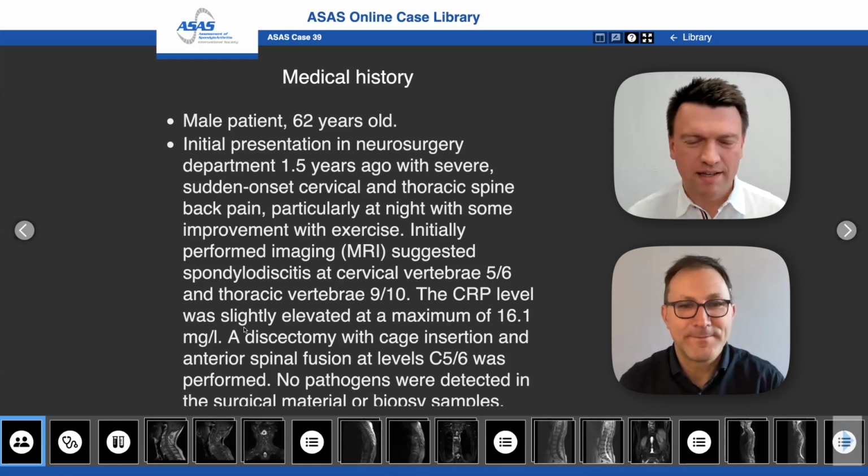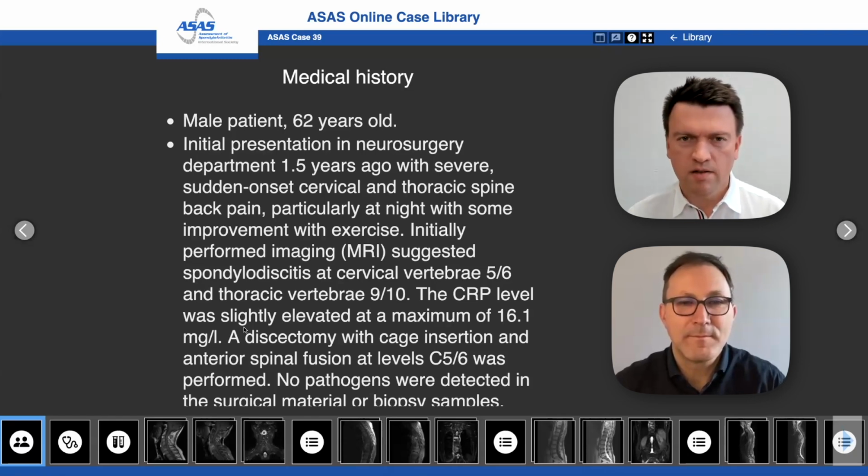Today, we're presenting a case of a 62-year-old male patient who came to us from neurosurgeons. The initial presentation in neurosurgery happened because of back pain in the cervical and thoracic spine, but mostly in the cervical spine. Because of this back pain, imaging was performed, and we can dive in immediately into a first set of MRI of the cervical spine.